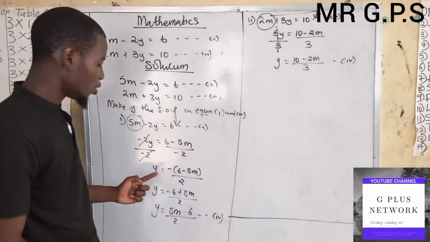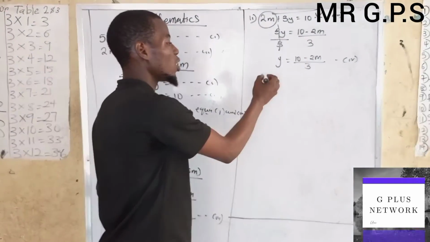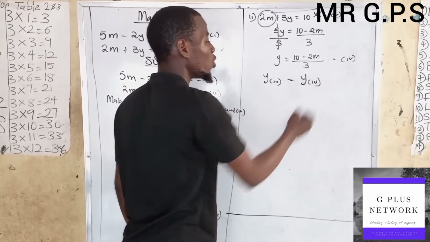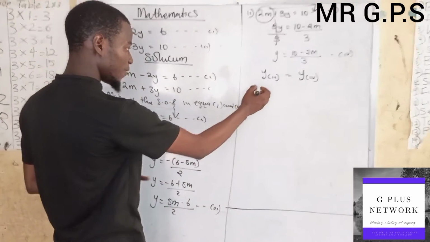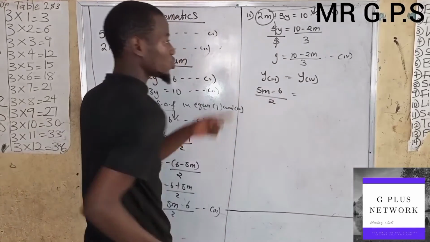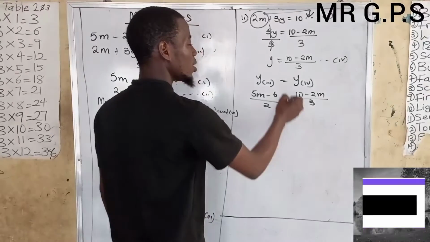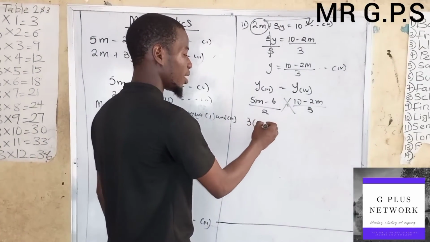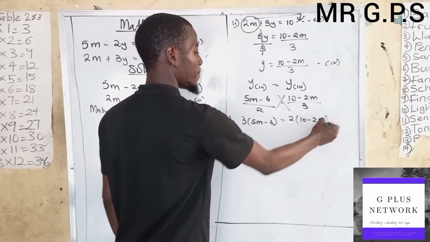Now you have your equation 3 and your equation 4. The next thing you do is y in equation 3 equals y in equation 4, so we equate both of them together. Equating both of them looks like 5m minus 6 all over 2 equals 10 minus 2m all over 3. You cross multiply. When you cross multiply, it becomes 3 in bracket of 5m minus 6 equals 2 in bracket of 10 minus 2m. Hope you are getting it.